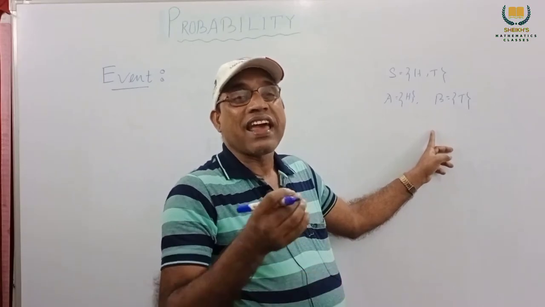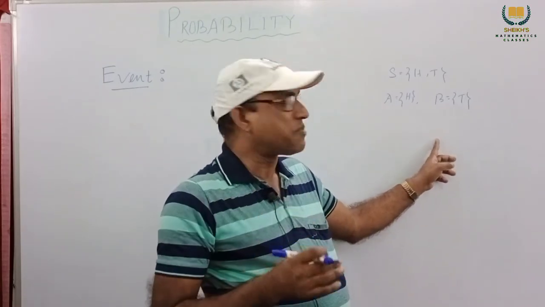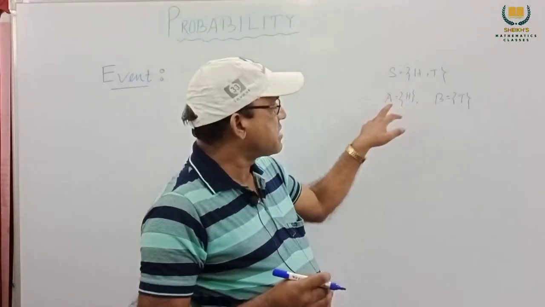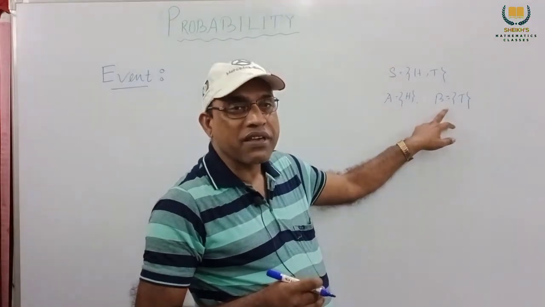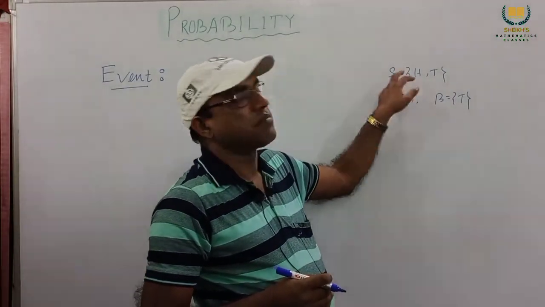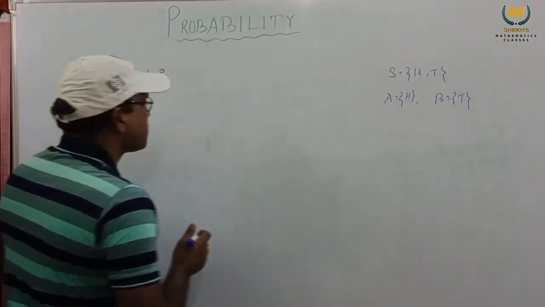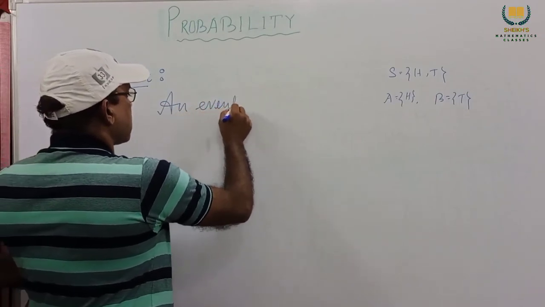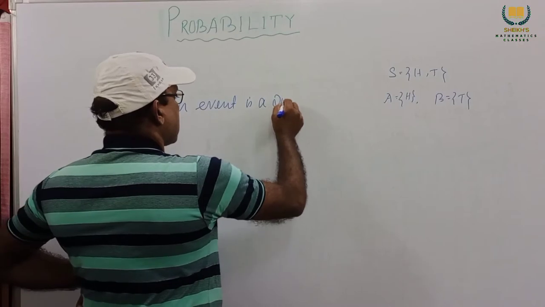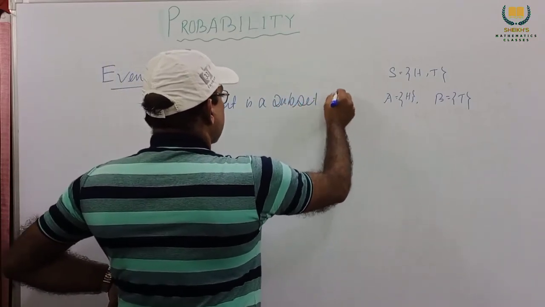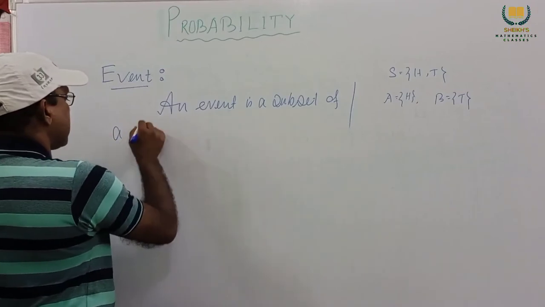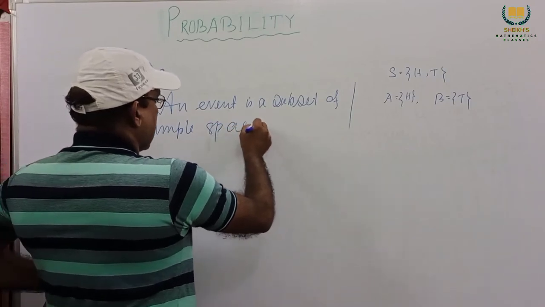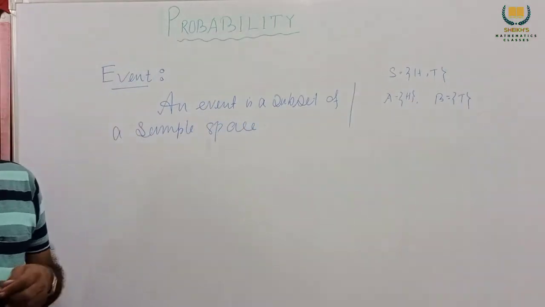Events means an event is a subset of a sample space. A is an event, B is an event. Why are they called events? A is a subset of S, B is a subset of S. So these two are called events. So we want to write the definition. An event is a subset of a sample space.